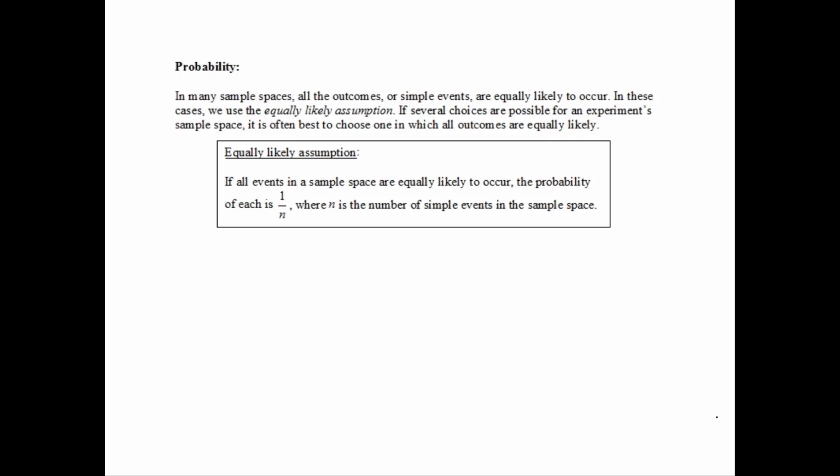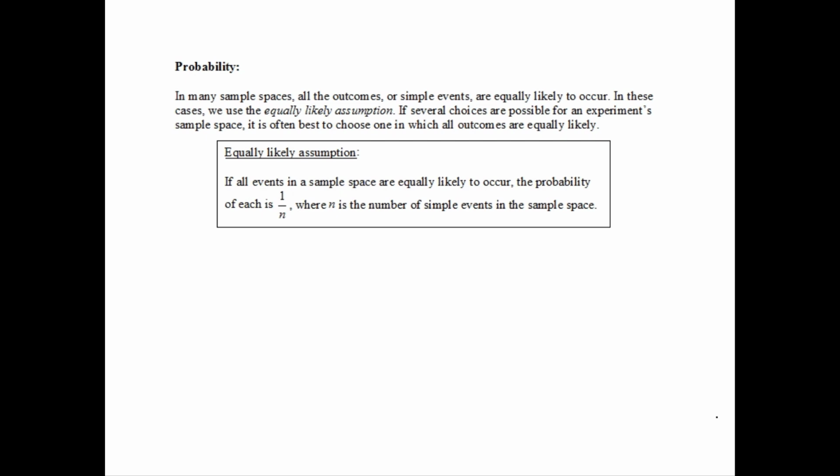Okay, here we're going to move on to the idea of probability. In many sample spaces, all the outcomes or simple events are equally likely. These are the simplest sort of sample spaces, and often we will choose an equally likely sample space over some other sample space if we have that option.